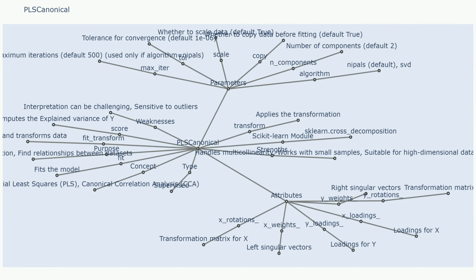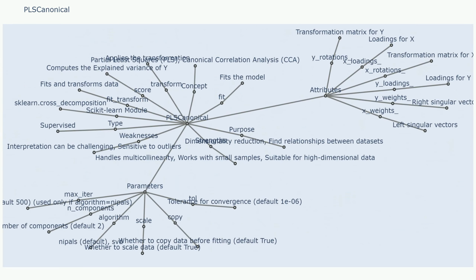In conclusion, PLSCanonical is a powerful and versatile tool for exploring relationships between datasets, reducing dimensionality, and extracting meaningful features. It's particularly beneficial when dealing with complex datasets with high dimensionality and potential for multicollinearity. However, it's essential to understand the underlying assumptions and limitations of the algorithm and use it judiciously in real-world applications.